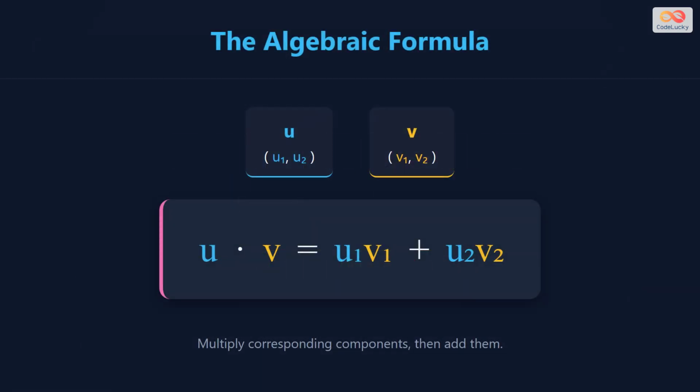First, let's look at the algebraic definition. If we have two vectors, u and v, represented by their coordinates, calculating the dot product is straightforward. You simply multiply the corresponding x components together, multiply the y components together, and then add those results. That's it. It is a sum of products.